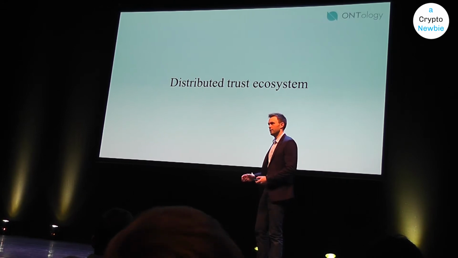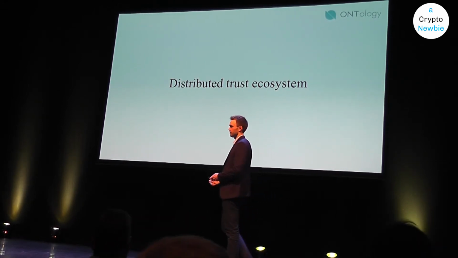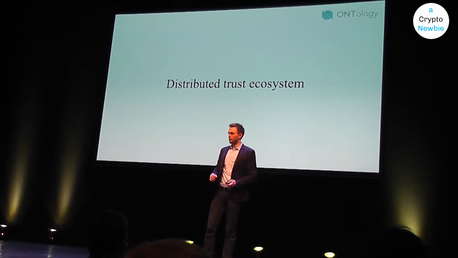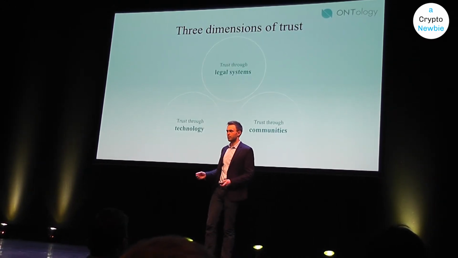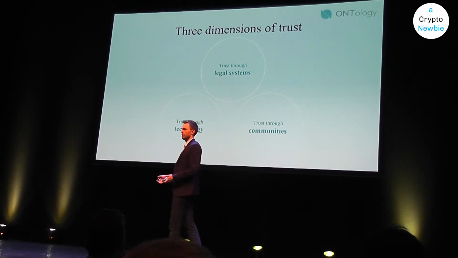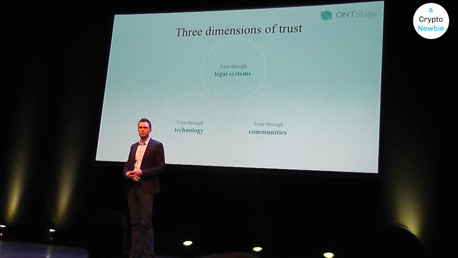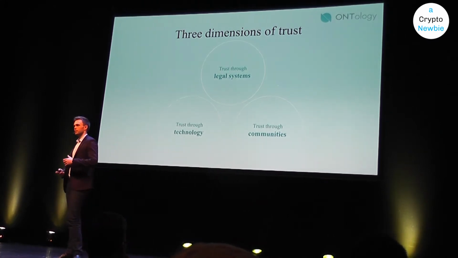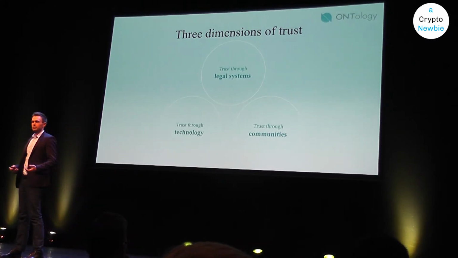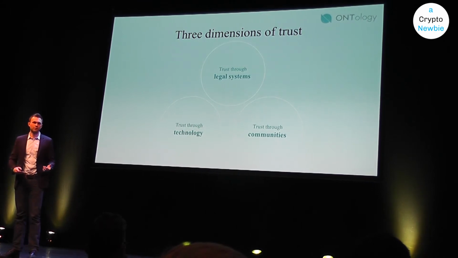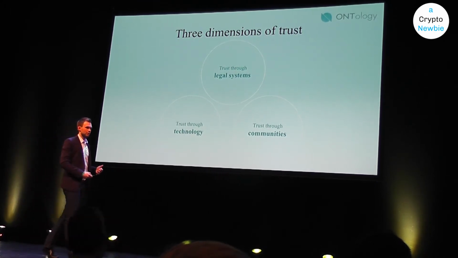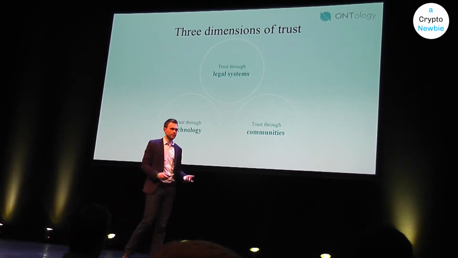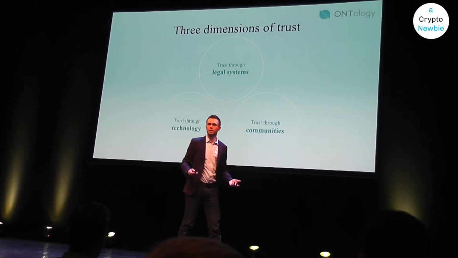Okay, second part is the distributed trust ecosystem. And again, let's try to go a step back and talk a bit about trust. So at Ontology, we define trust with 3 dimensions. We have trust in technology, trust in the legal system, and trust in communities. So first we have the trust in technology. We've seen how we are starting to trust, or we do trust digital signatures and biometrics and so on.